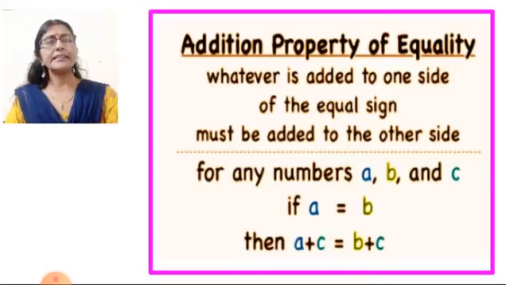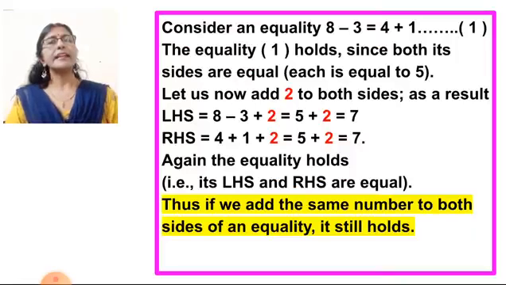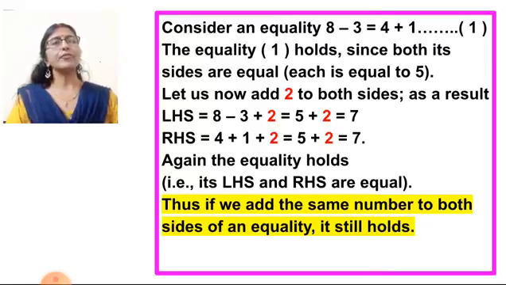Let us understand this. Consider an equality 8 minus 3 is equal to 4 plus 1. Now this is an equality. The equality holds since both its sides are equal. You can see LHS, when you subtract 3 from 8, we will get 5. Same way when we add 4 and 1, we will get 5. So this is an example of equality.